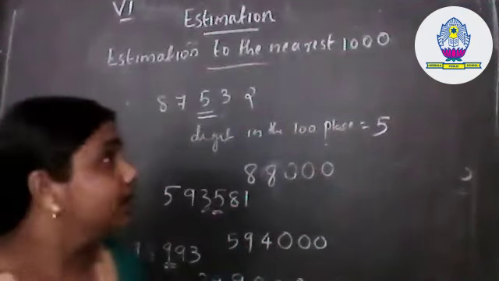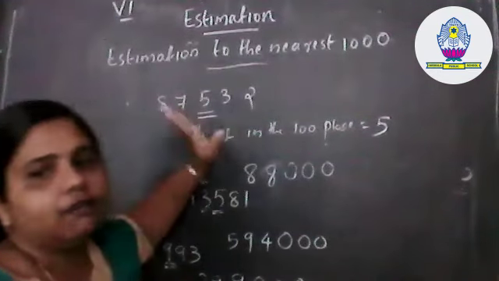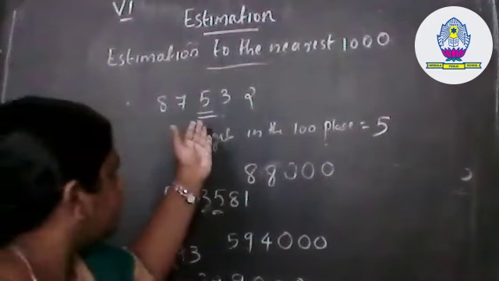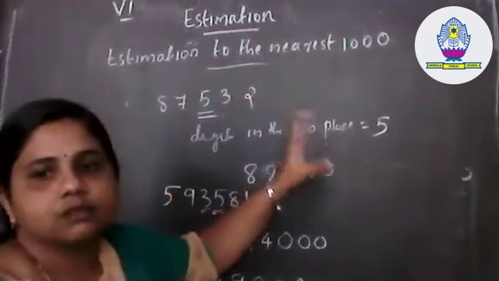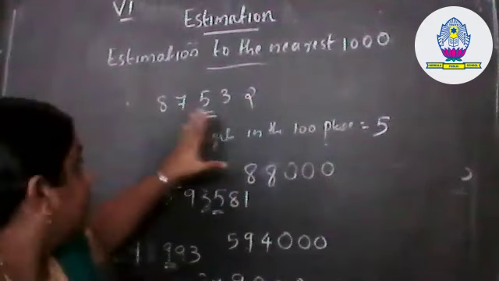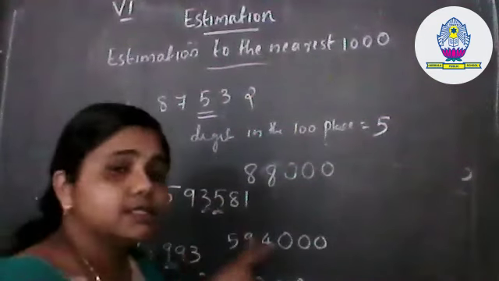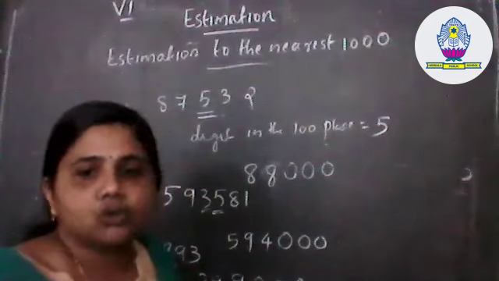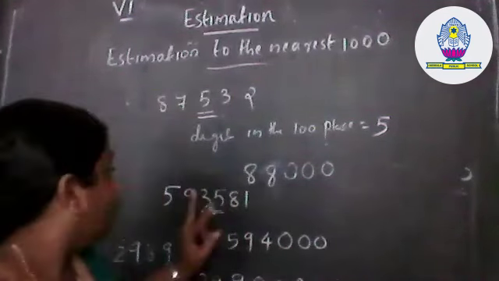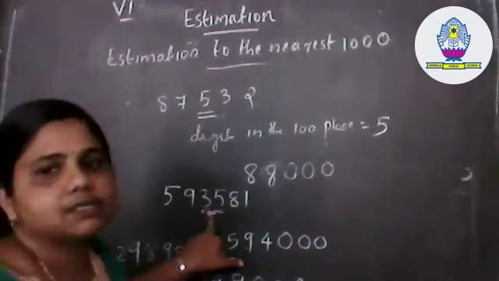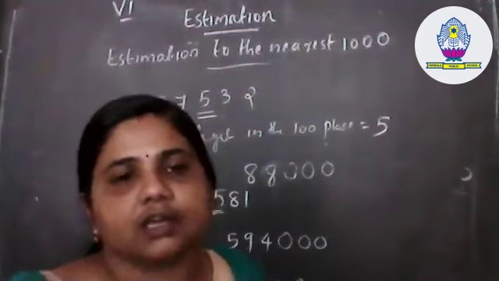How can we estimate the nearest 1000? Take the number in the hundreds place. If the number in the hundreds place is less than 5, then the last 3 digits are replaced by 0 and the next digits are the same. If the number in the hundreds place is greater than or equal to 5, then the last 3 digits are replaced by 0, 1 is increased in the thousands place, and the remaining numbers are the same. That is the estimation to the nearest 1000.